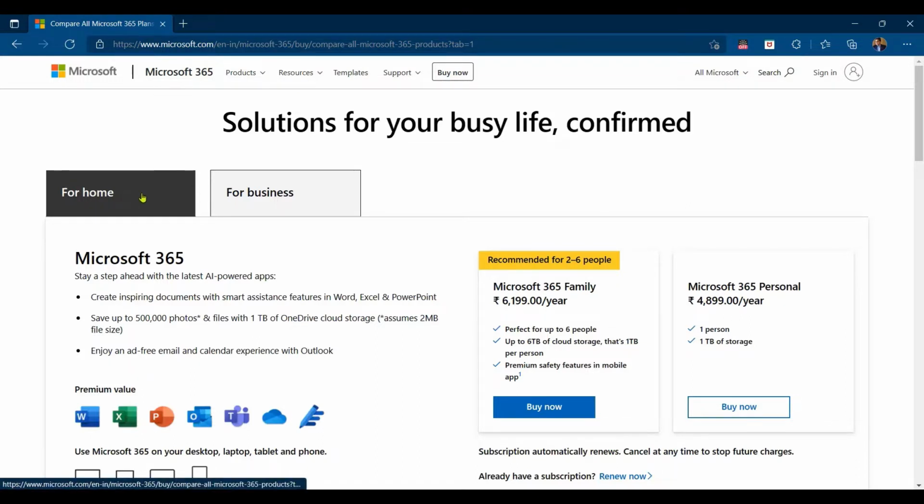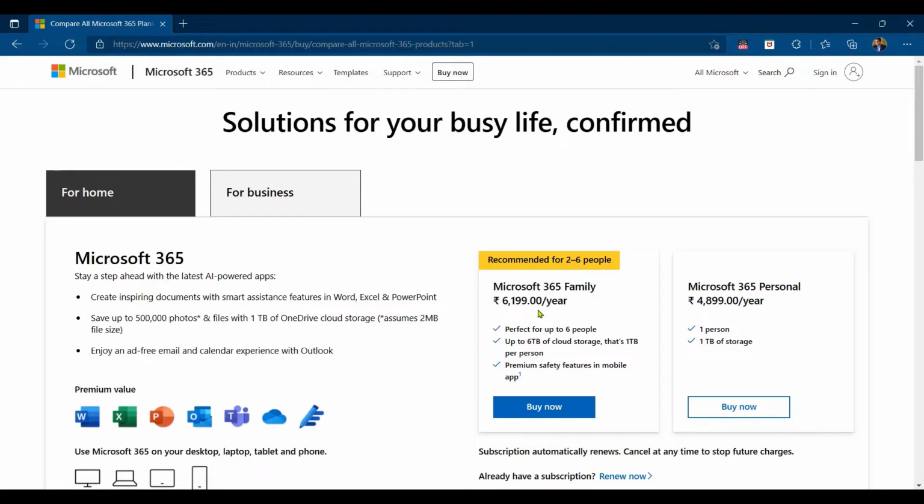Now if you look into these licenses, first let's speak about the Microsoft 365 license. And under Microsoft 365 license, we have two categories. One is 365 family and 365 personal. We will also discuss the key differences between each of them, but for now look into the prices. And since I am connecting from Indian region, my prices are appearing in INR.